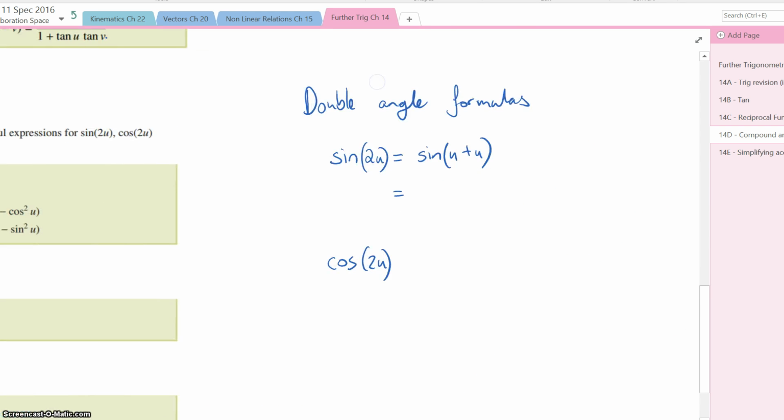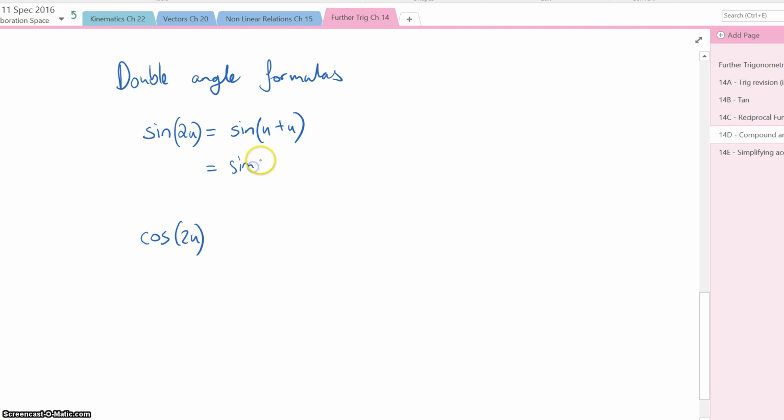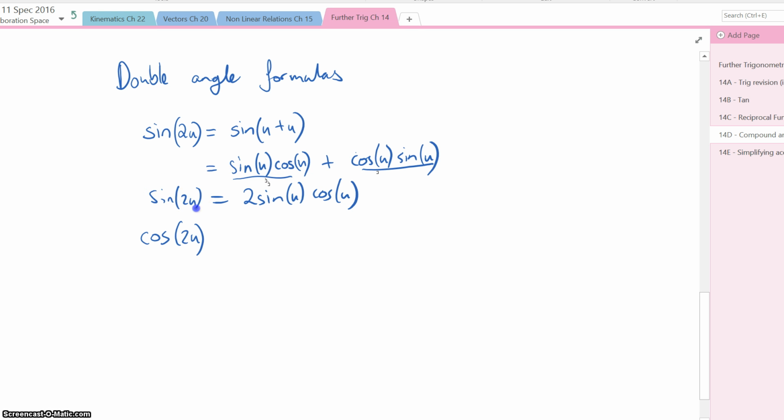Okay? So sine of u times cos of u, because they're both the same, plus cos u sine u. Now essentially these two are exactly the same thing. One multiplied by the other is the same as the other multiplied by the one. So we have 2 sine u cos u. And that's one of the formulas that you need to know. So sine of 2u is actually equal to 2 sine u cos u.